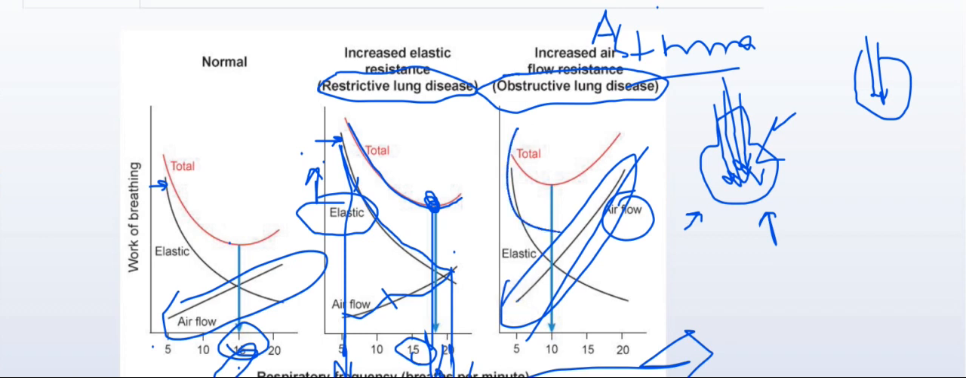So here you can see that this is the combined work of breathing. There is a point where there is minimal work of breathing, that is 10. Normal is 15, and this is 10. This is actually the compensatory mechanism by the body to overcome that obstructive disease causing the airflow resistance increase. So here you can see that the respiratory rate is decreased.